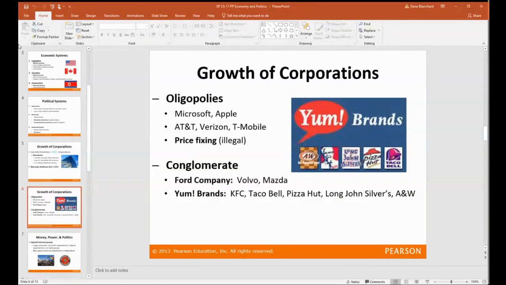Lastly, we'll talk about conglomerates, and a conglomerate is a mother corporation. It's a massive corporation that owns many other smaller companies and corporations. So, for example, the Ford Company is a conglomerate. It also owns Volvo and Mazda. Yum Brands is a huge conglomerate. It owns KFC, Taco Bell, Pizza Hut, Long John Silver, A&W restaurants.